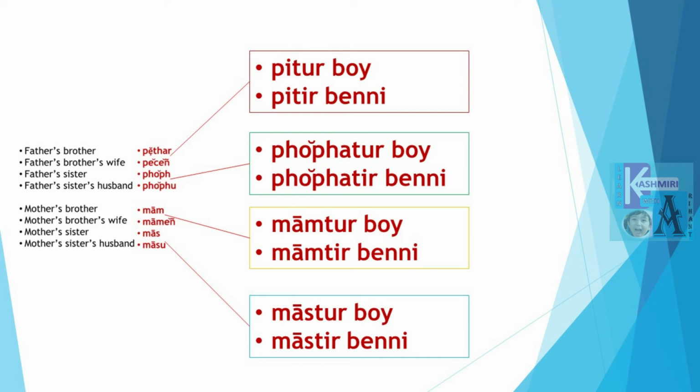Then the son of Mam and Maman is Mamtur boy, and the daughter of Mam and Maman is Mamtur benye. Finally, the son of Mas and Masu is Mastur boy, and the daughter of Mas and Masu is Mastur benye.